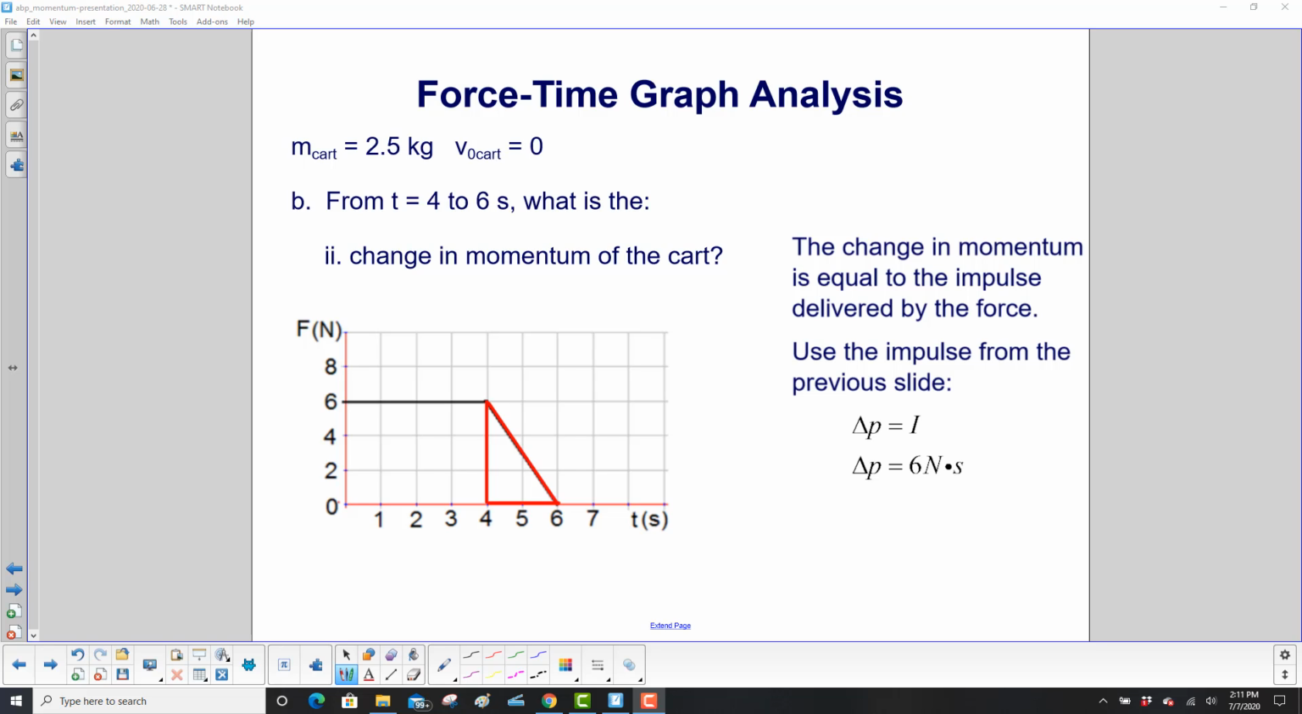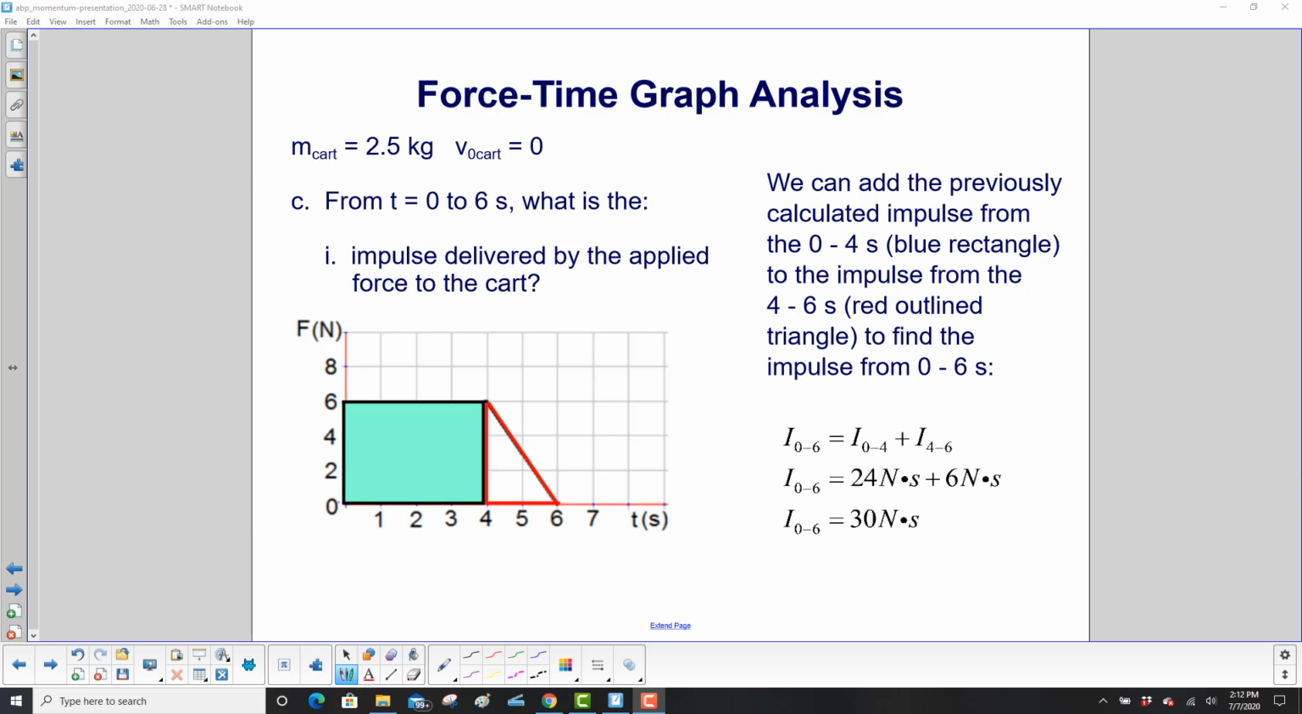What's the change in momentum of the cart over this period here, 4 to 6? Again, no calculation needed. Why? Because the change in momentum is due to the impulse. So we're repeating this just so it helps you remember it. So our change in momentum is 6 newton seconds.